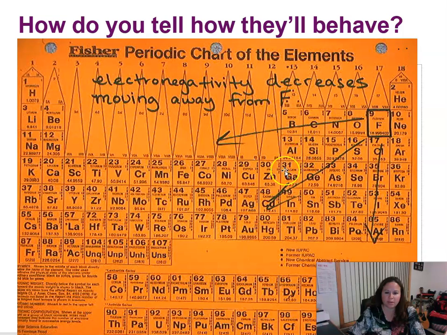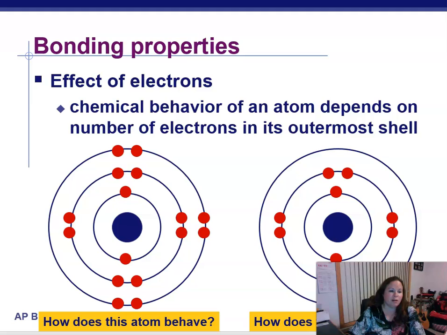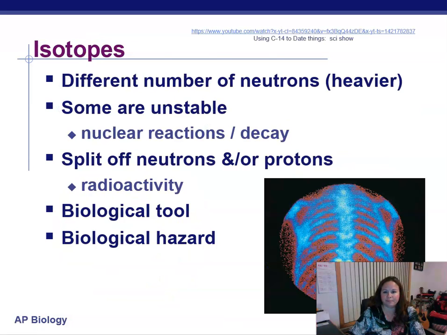All right, so remember these are just averages. When you have different masses of the same element, like again, carbon-14, carbon-12, carbon-13, carbon-11, those are all called isotopes. Different number of neutrons, they're heavier. Some isotopes are stable, some are unstable, and then we can use them in different technological applications in biology. Some, though, can be very hazardous.